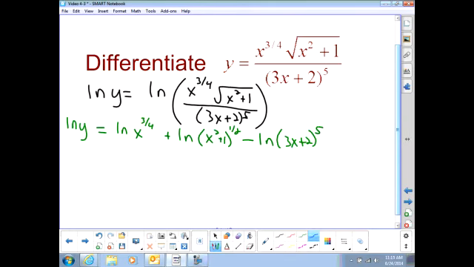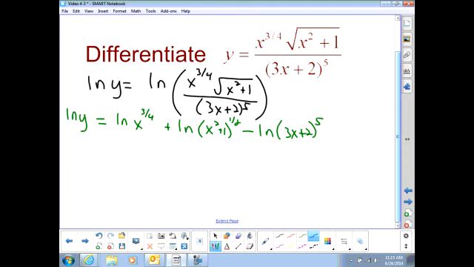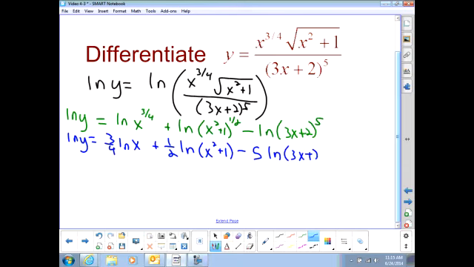The next log law we'll use is that if you have an exponent, you can bring it out front. So we'll have natural log of y equals 3/4 natural log of x plus 1/2 natural log of (x squared plus 1) minus 5 times natural log of (3x plus 2).